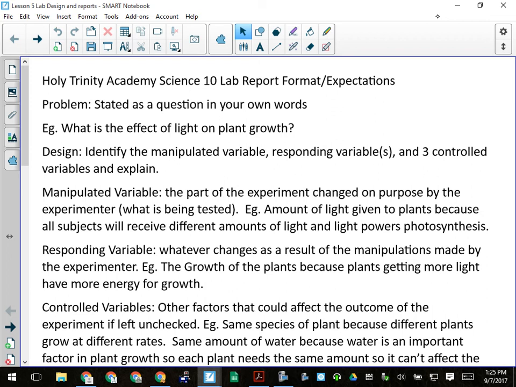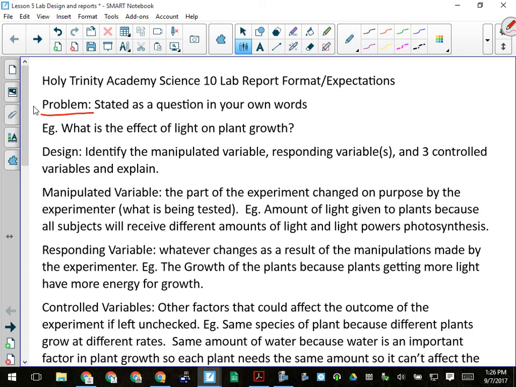Okay, so to start any experiment, we've got to start out with a problem that we need to test. Now, your sheet will have that either blank or it'll have it written there and you'll have to restate it. Either way, you need to restate it in the form of a question in your own words. So let's say that the problem we're investigating is what is the effect of light on plant growth? Well, you could restate that easily as how does light affect the growth of plants? Or something like that. You just put it in your own words. That's the problem that we're investigating.